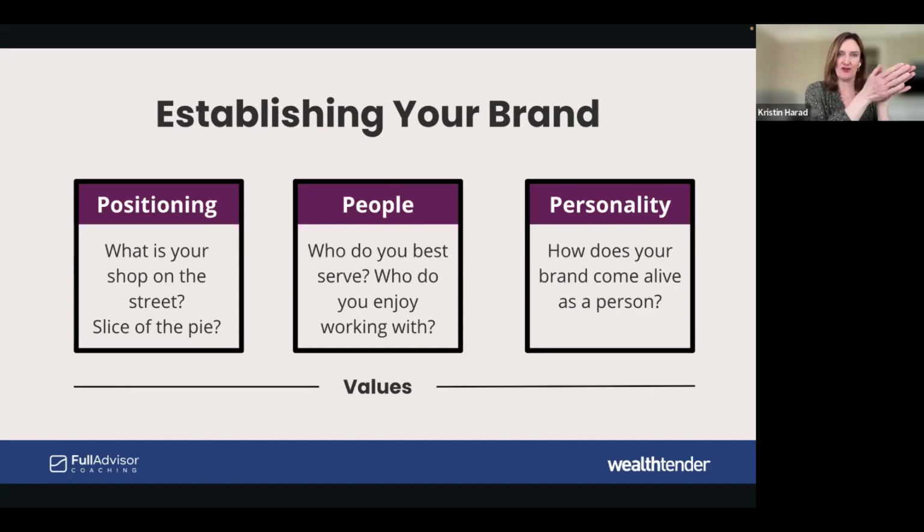I like to think of it like a shop on a main street. If someone were walking down the street, they'd say, oh, I'm going to go in there to buy that thing, because that's what that store's for. The people is about your target audience. Who do you best serve? Who do you enjoy working with? We can't do any kind of marketing without knowing who the people are.